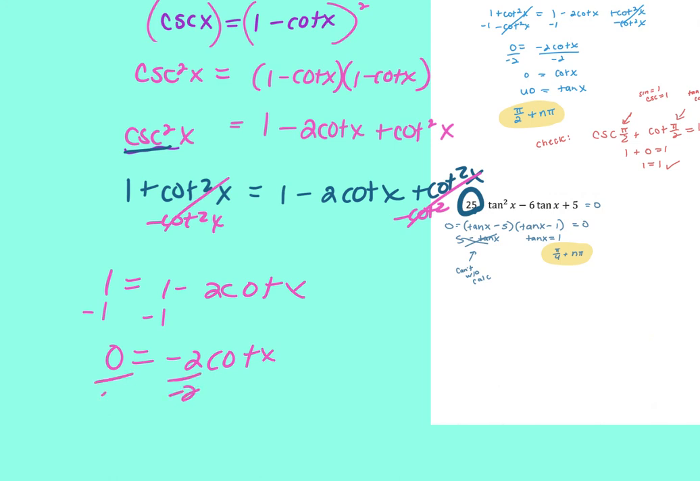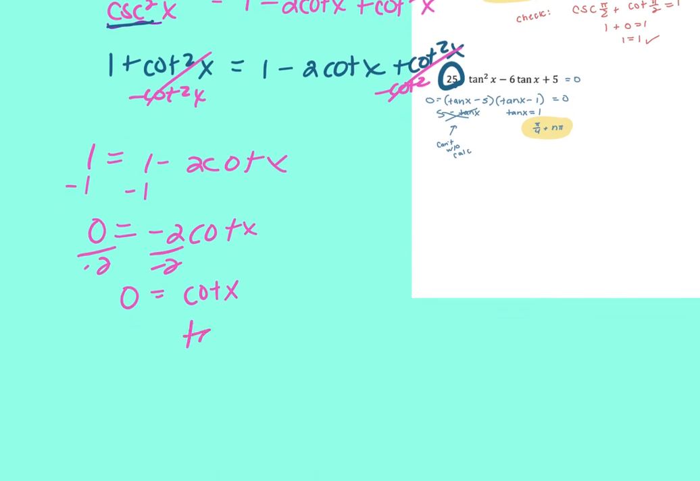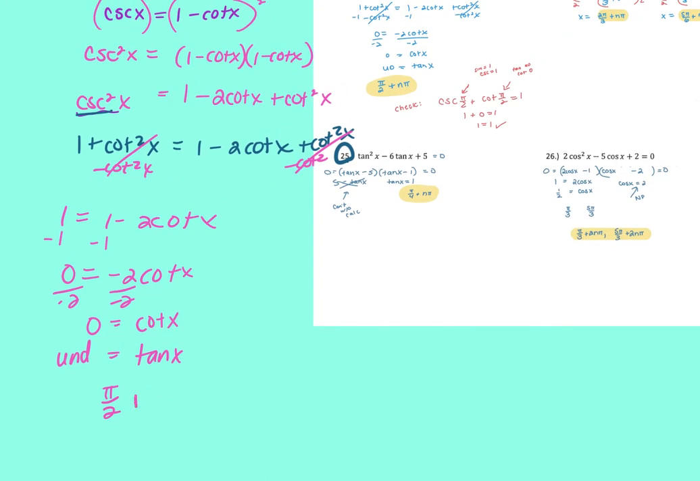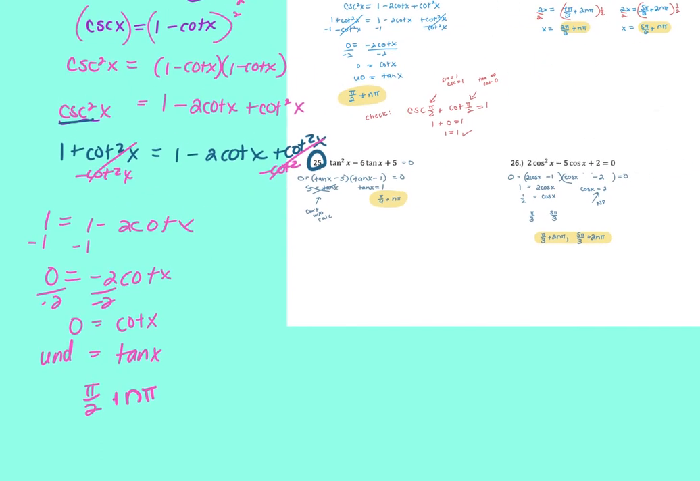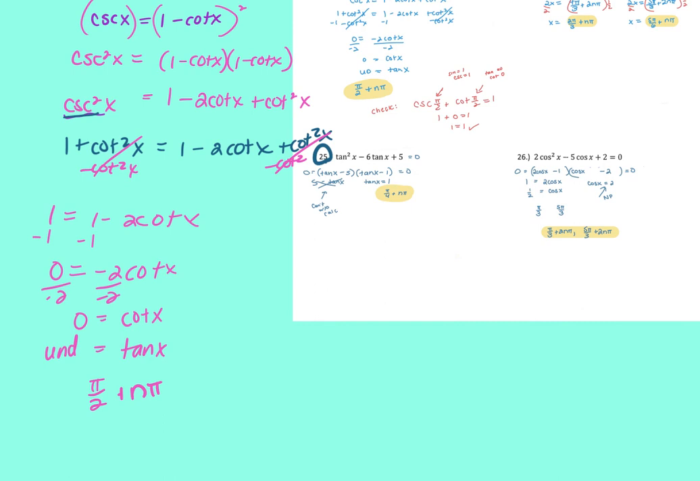Divide by negative 2. Cotangent x would equal 0, which means tangent would be undefined. And that happens at pi over 2, plus n pi. And then these are the ones you have to check. So this is the work over here to check it. When you plug it back in, it works. So I get to keep that answer, which was pi over 2 plus n pi.